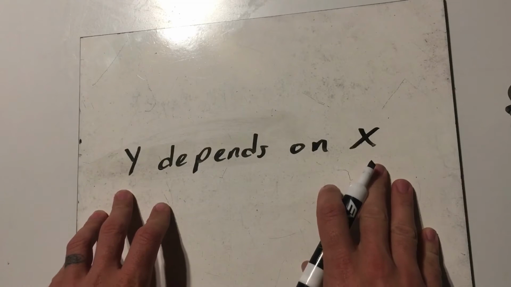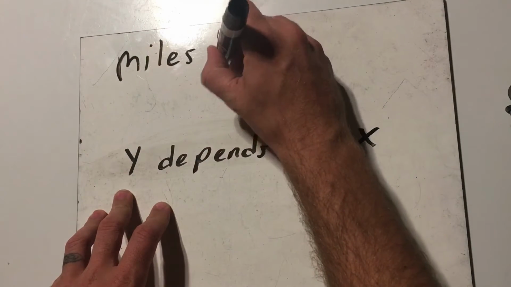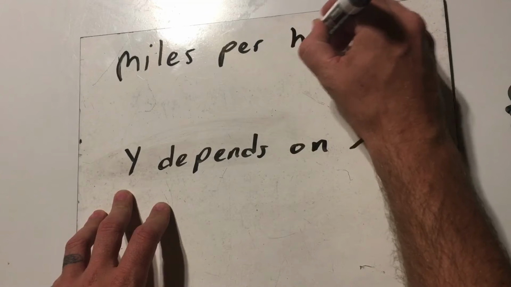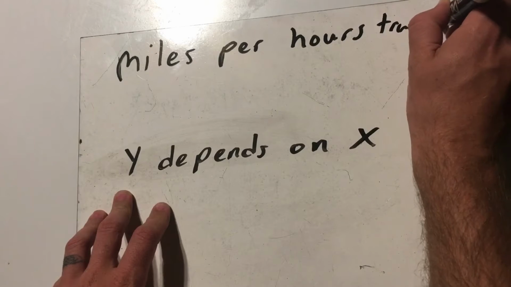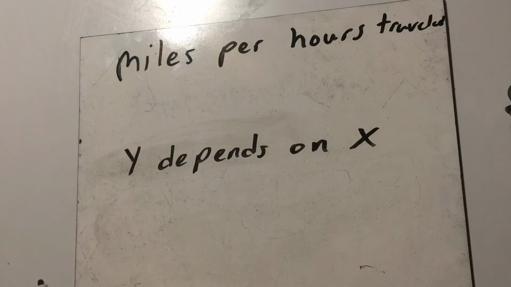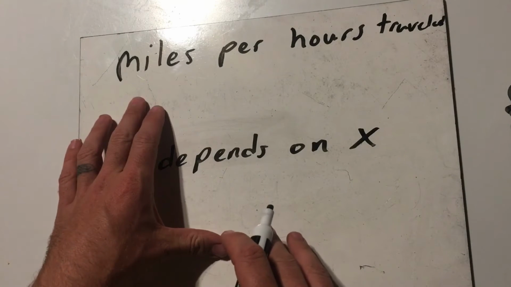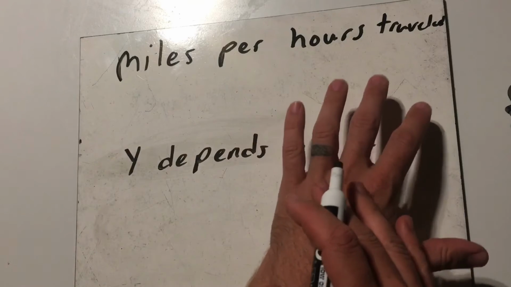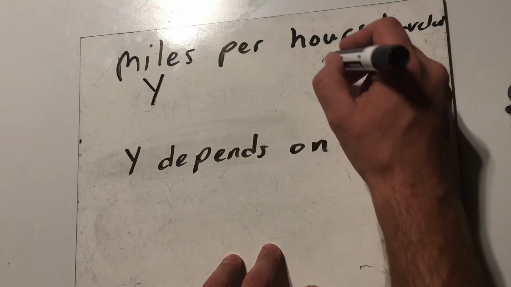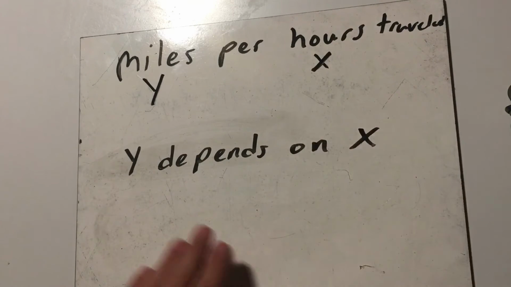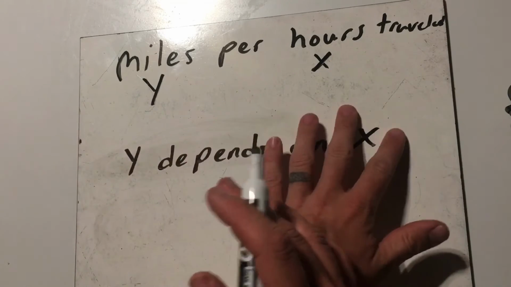So if I have a situation, for instance, miles per hours traveled, I'm going to run out of room. Miles per hour traveled. What depends on what, right? The number of miles that I go depends on the number of hours I'm traveling at a certain speed. So miles is going to depend on the number of hours. So I literally am going to have Y per X, miles per hour.